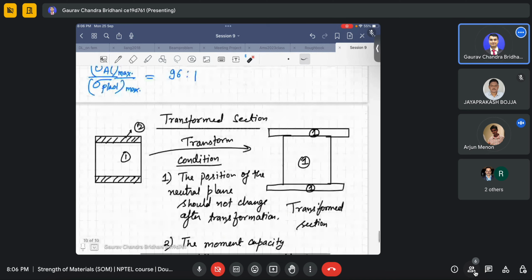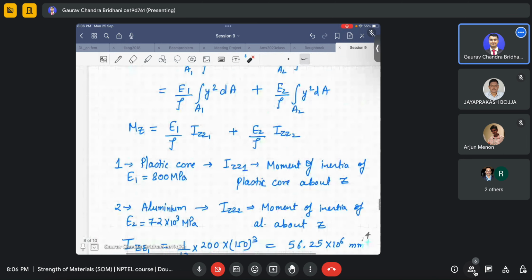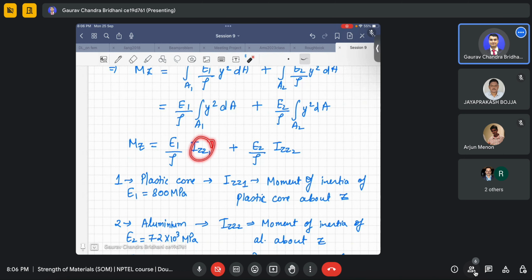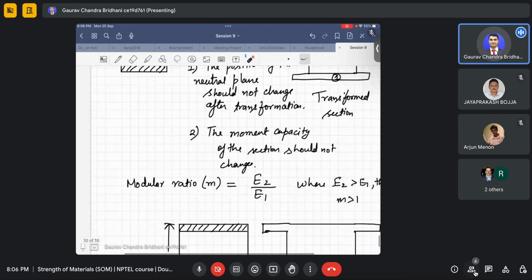So basically in this equation, where I wrote, yeah, here, you have only one term, E1 by rho into IZZ, that is all. M will be incorporated in that. Basically, for E2, you will write it in terms of E1. E2 will become m times E1. You understood, no? E2 will become m times E1 because I have defined m such that E2 equals m times E1. Correct?